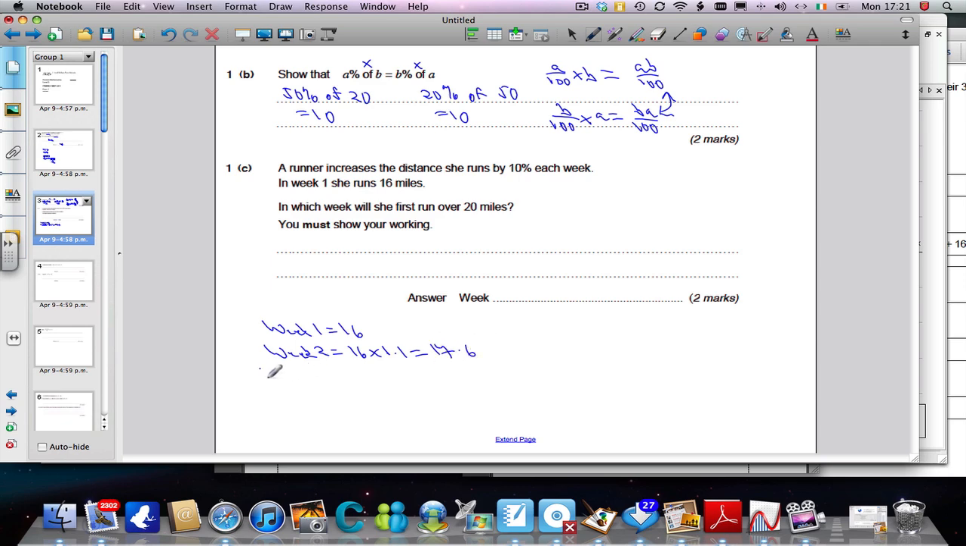17.6. Week 3 is going to be 10% more than week 2, so 17.6 multiplied by 1.1, which gives us 19.36, and week 4 is 19.36 multiplied by 1.1, which gives us 21.296. So it will be week 4.